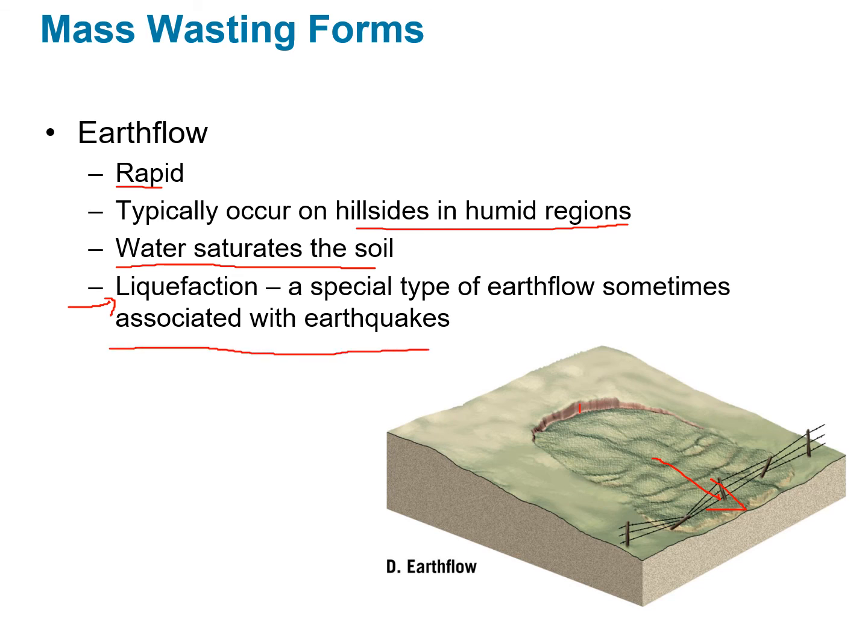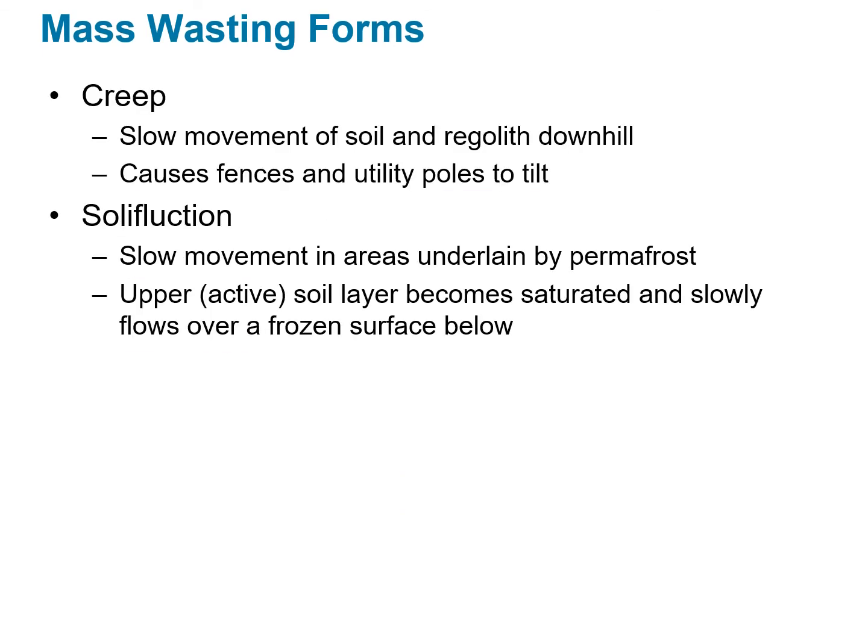Sometimes they're associated with earthquakes, but it really requires the saturation of water beneath the surface, and then you get some movement here. Creep is the very slow movement of soil and regolith down a steep hill. This has a lot of profound effects on stuff around it. It can cause utility poles to tilt, trees to tilt, and fences to spill over. I'll show you a picture in a second.